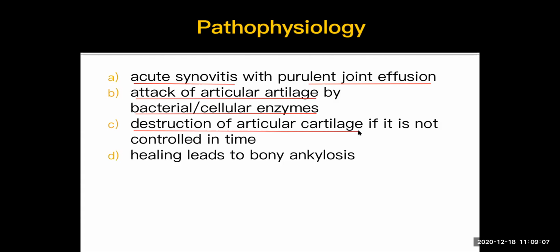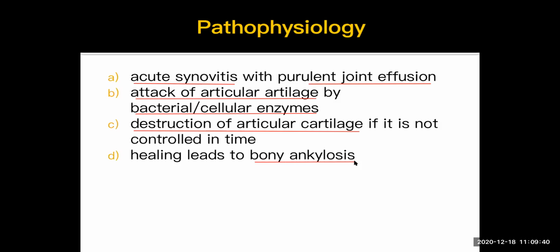And then what happens now? When the articular cartilage is destroyed, the two bones which are part of that joint will come very close to each other, because the articular cartilage was covering the end part of those bones, but those cartilages are now damaged and destroyed. So the bones come nearer to each other, and if the infection is still not treated in time, they may fuse with each other, which is known as bony ankylosis.